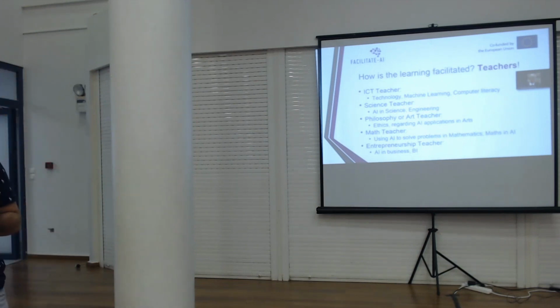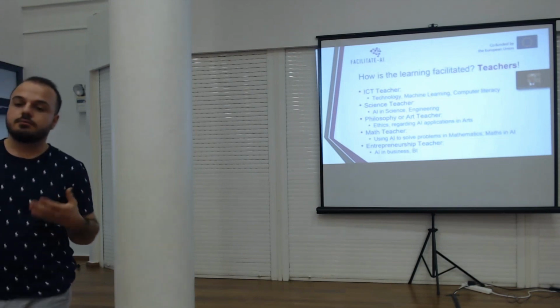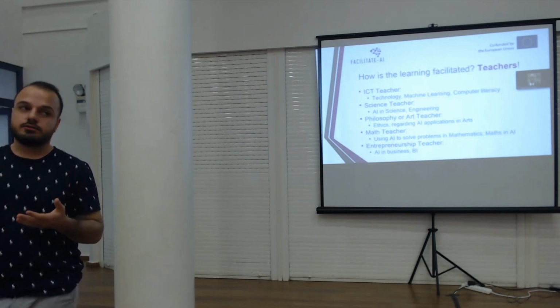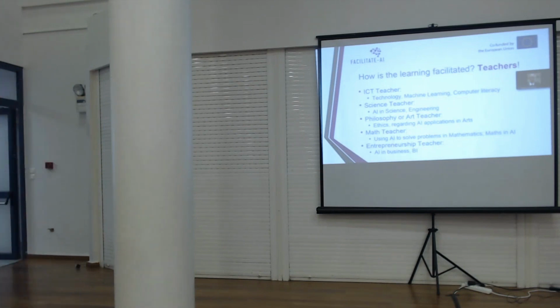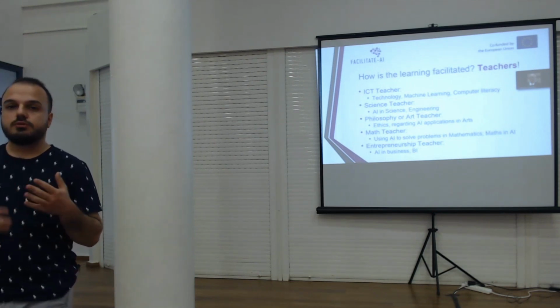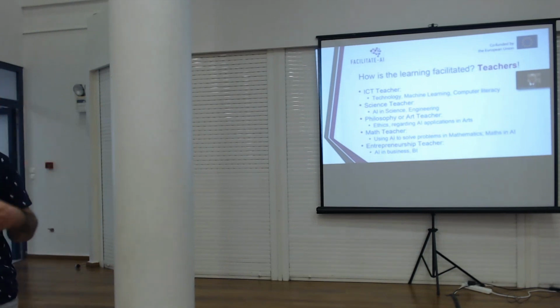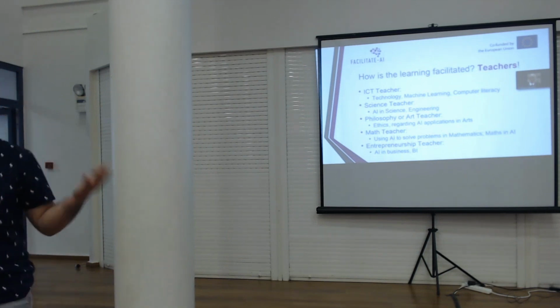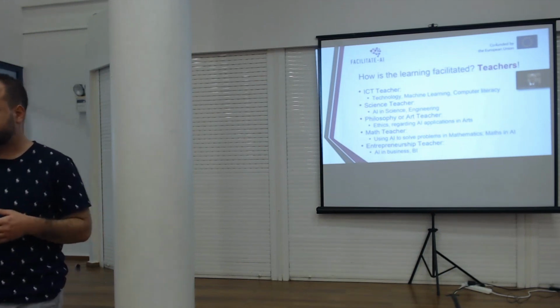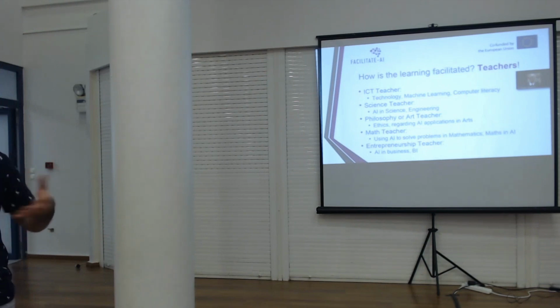So, how is the learning facilitated and who are the main facilitators? That's obviously the teachers. And because we're talking about STEAME and including AI in STEAME, we need all types of teachers, really. So this is an interdisciplinary learning and creativity plan. We need an ICT teacher, which will be dealing with the technology part, with the machine learning, with the overall computer literacy of the other teachers as well as the students. We need a science teacher, a philosophy or art teacher, math and entrepreneurship teacher, all of which play some role in the whole learning process.